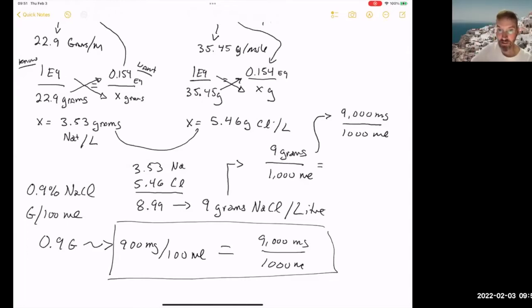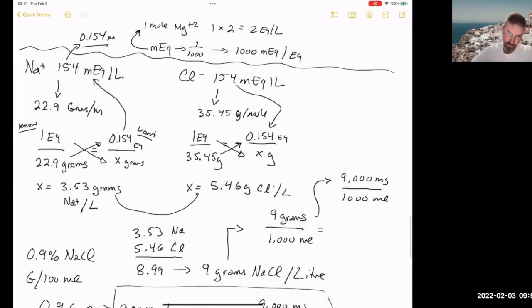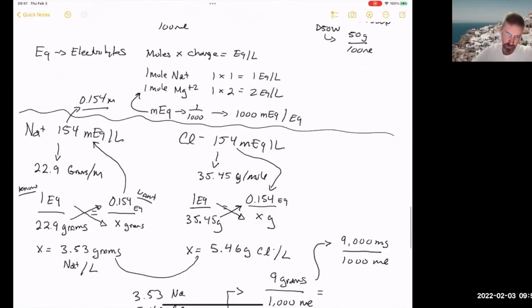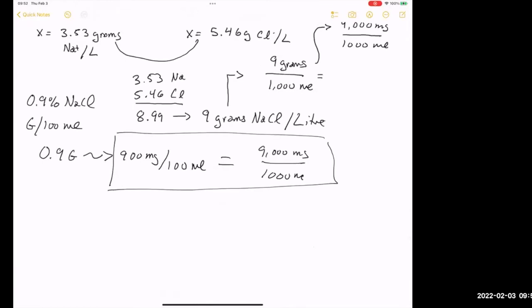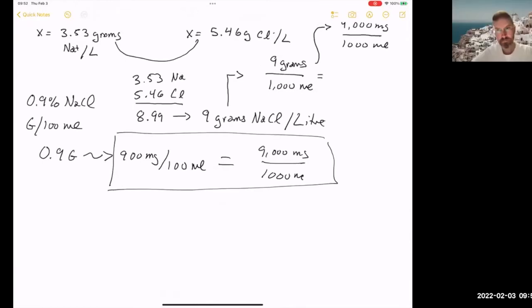So guess what? Using chemistry from first principles, we basically converted what we saw in the IV bag, 0.9% saline, sodium chloride, the 154 milliequivalents and 154 milliequivalents, to actual grams. So it actually works out. And hopefully now you've learned something about a common IV solution that you give. You actually know how much actual sodium and chloride there is and where all this stuff actually comes from.